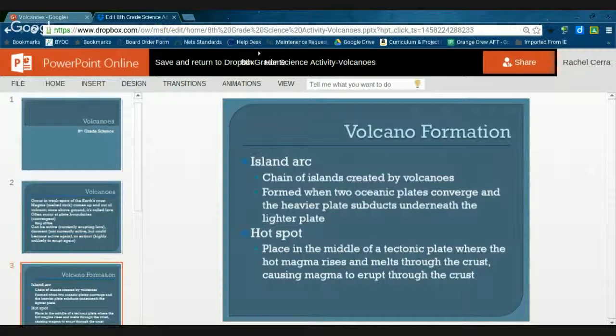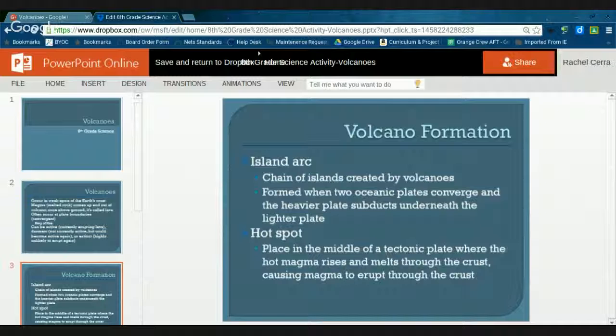There's two different ways that volcanoes can form. They can either make a chain of islands called an island arc, or they can be formed over a hot spot. So with the chain of islands, those usually occur at those plate boundaries. So two oceanic plates are converging, and the heavier plate is going to go underneath, or subduct underneath, that lighter plate. So that's what an island arc is.